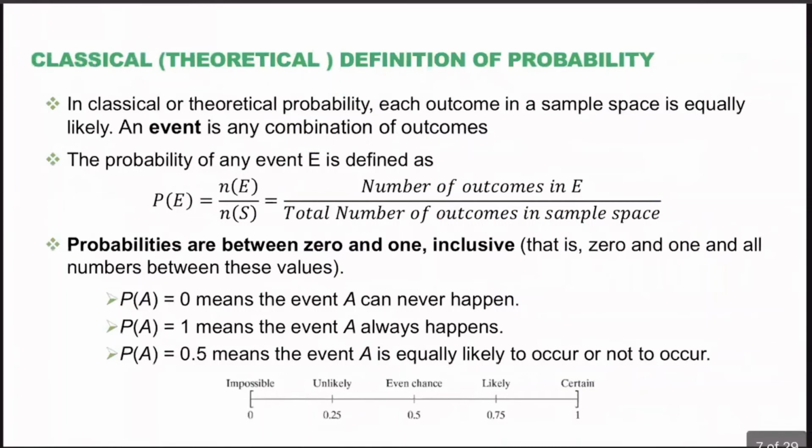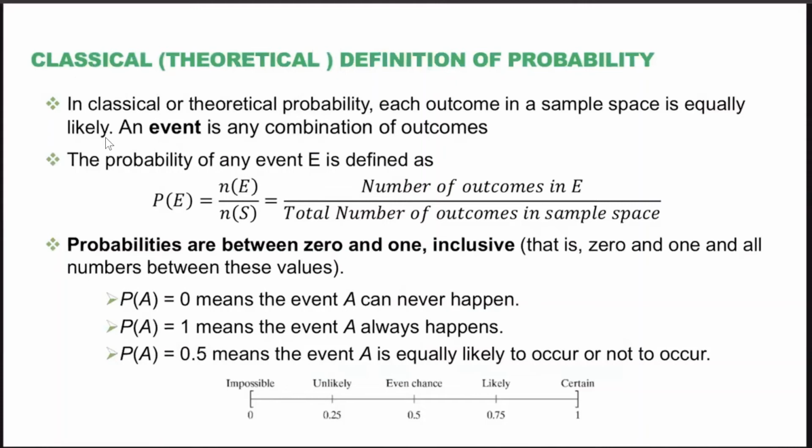Now we are getting into the definition of probability, how we can calculate the probability. The first one we are talking about is the classical or theoretical probability. What is classical or theoretical probability? Let's go and study this one. Let's look at the definition. In classical or theoretical probability, each outcome in a sample space is equally likely.